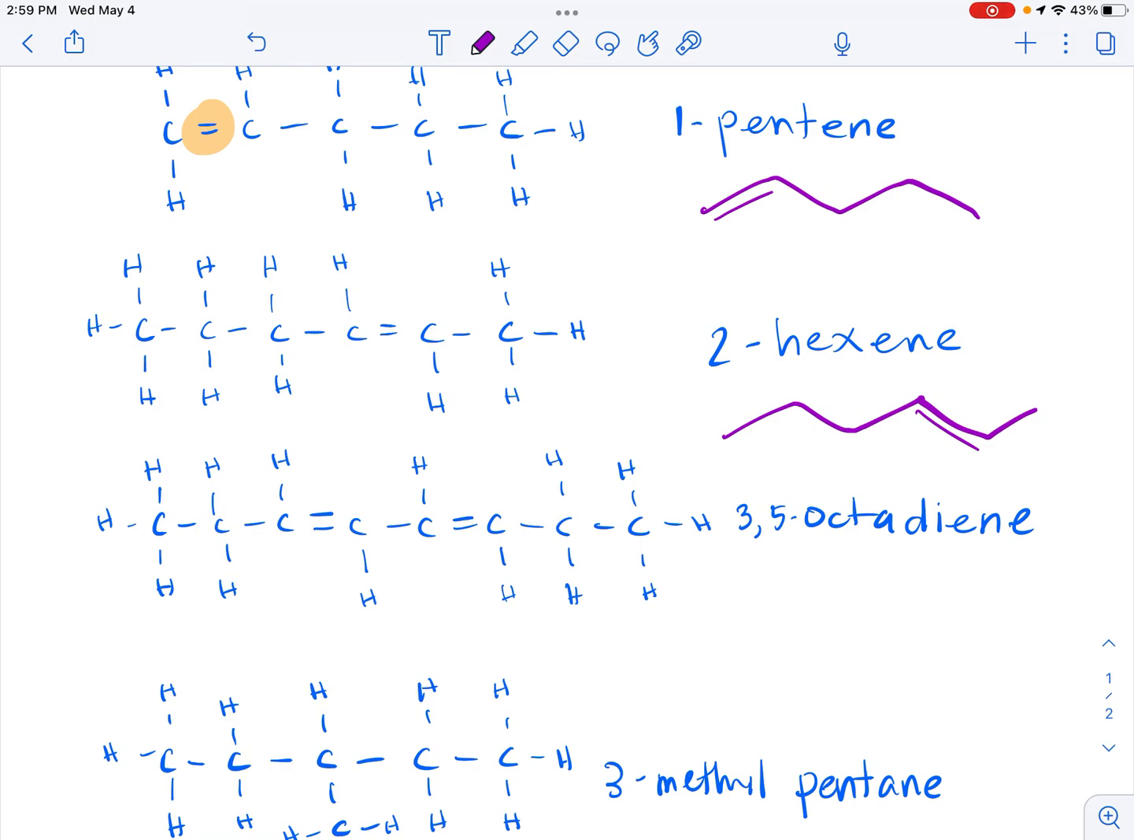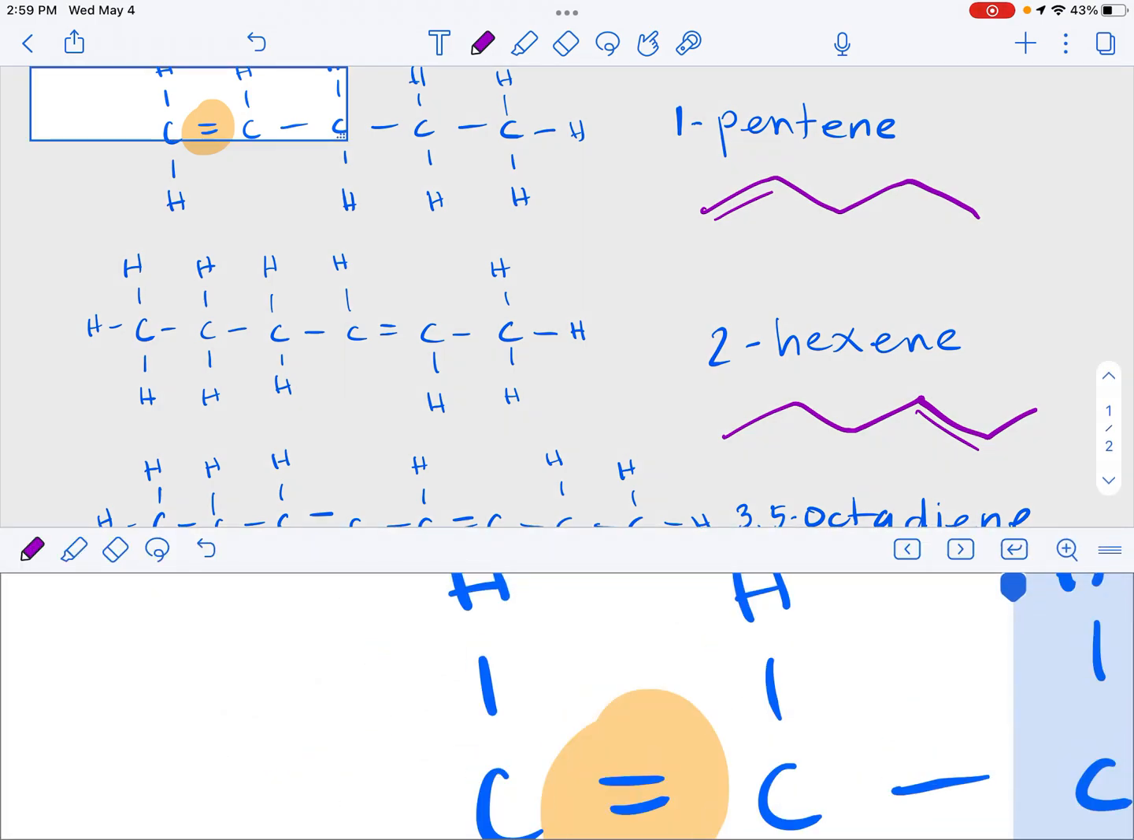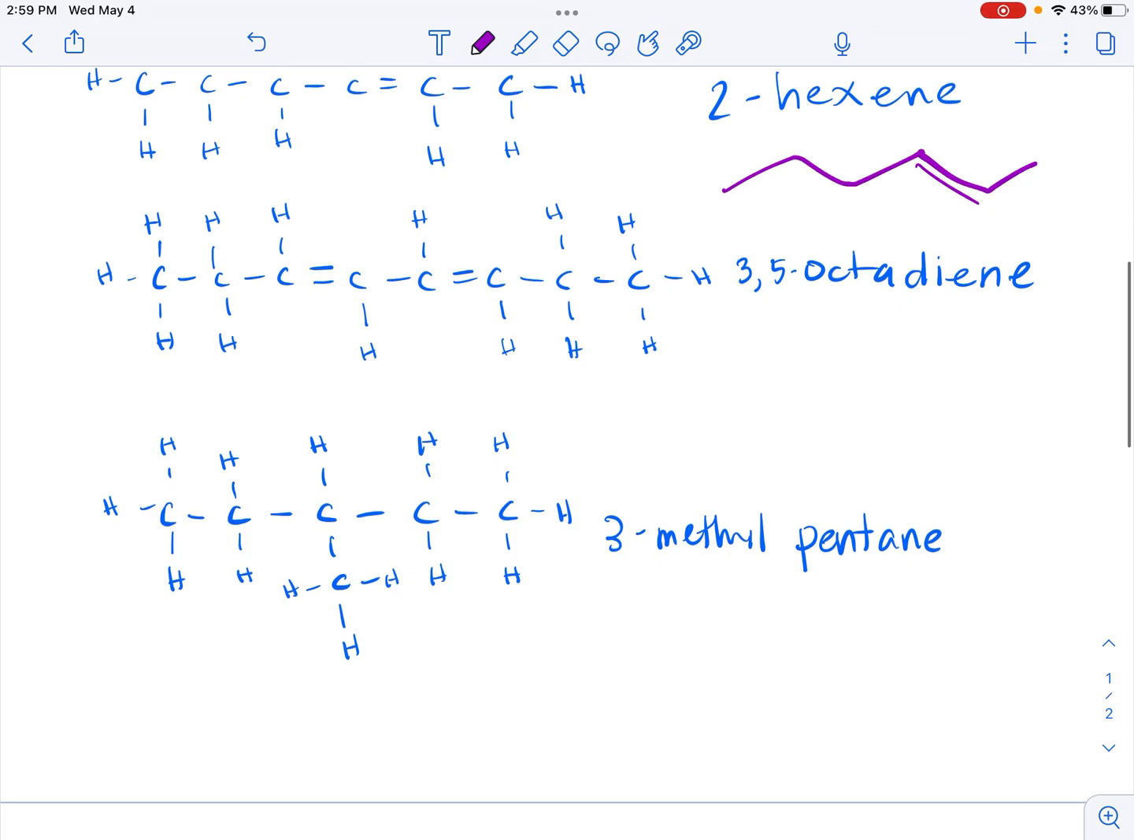So for 3,5-octadiene, I'm going to need to have the 8 carbons. So 1, 2, 3, 4, 5, 6, 7, 8. Well, I like it better on paper. It's too gross on the iPad. Anyway, now fill in your double bonds. So on the third carbon, 1, 2, 3 carbon there, and then also on the 5th carbon there. And now you've got double bonds.